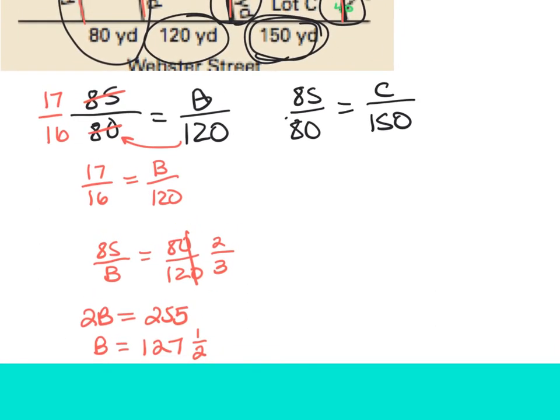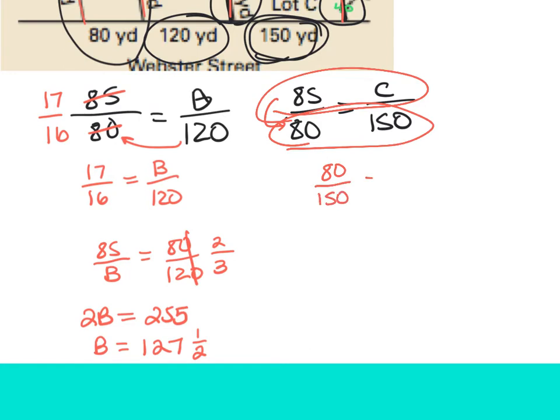And then same thing here. I could either do this, or I could group these two and these two together. So I can say 80 over 150 equals 85 over C. This cancels, and I get 8 over 15.